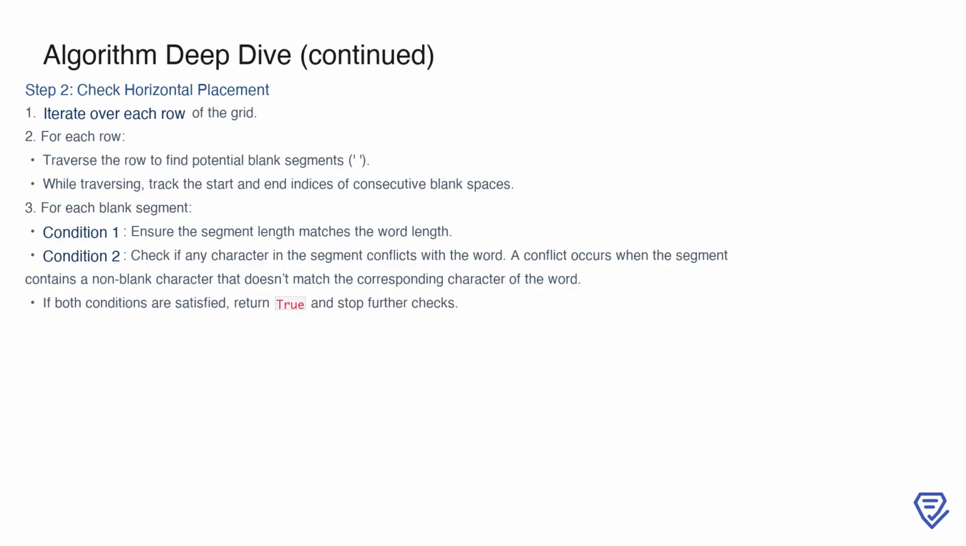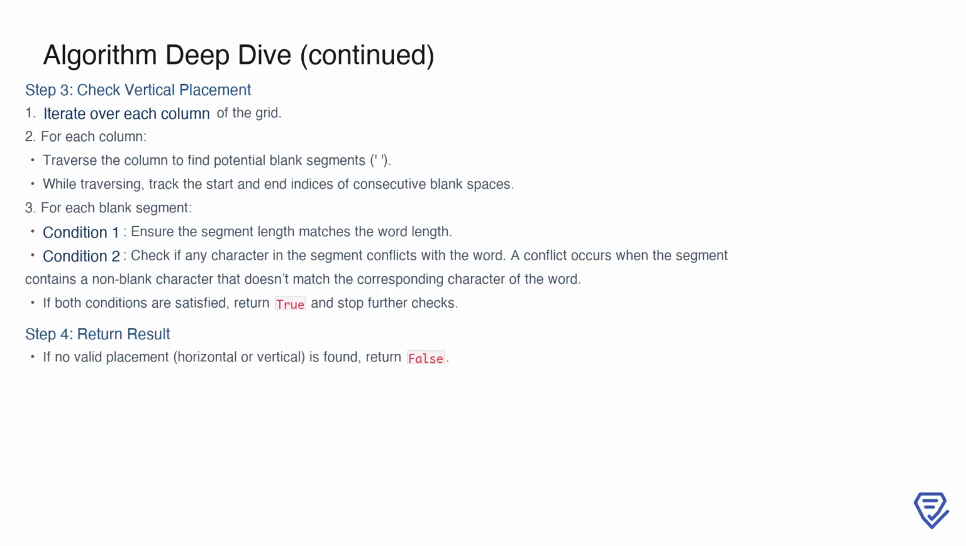The first condition is that the length of the segment must exactly match the length of the word. If the segment is shorter or longer, it cannot accommodate the word. The second condition ensures there are no conflicts between the word and any existing characters in the segment. Specifically, if a segment contains a non-blank character, it must match the corresponding character in the word. If both conditions are satisfied for any segment, the word can be placed, and we immediately return true, terminating further checks.